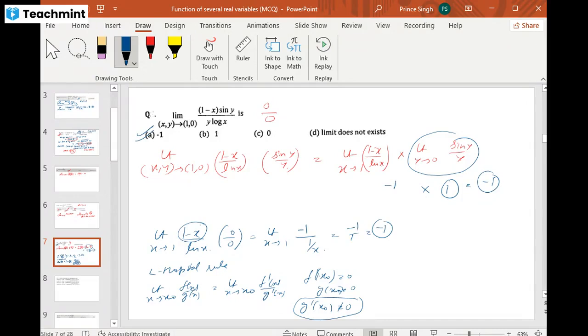Okay. So in this case, although it is a 0/0 form, it is a special type of limit where we can express our function as a product of two functions. So we calculate the limit of each of the parts separately, and then we take the product to get the required result.